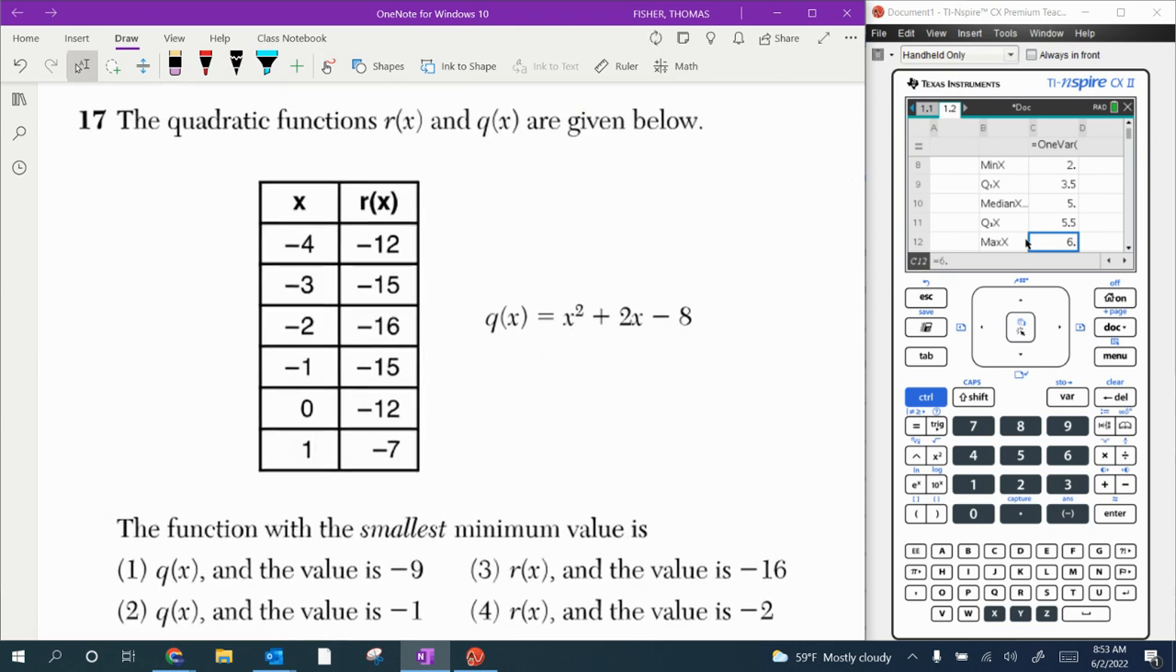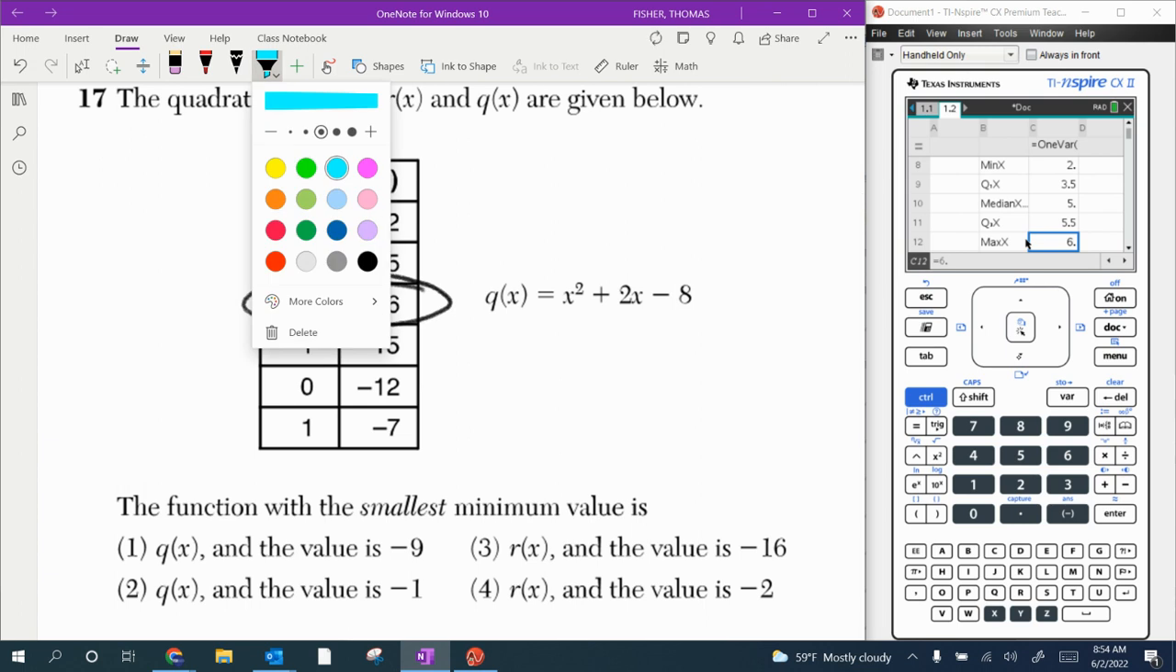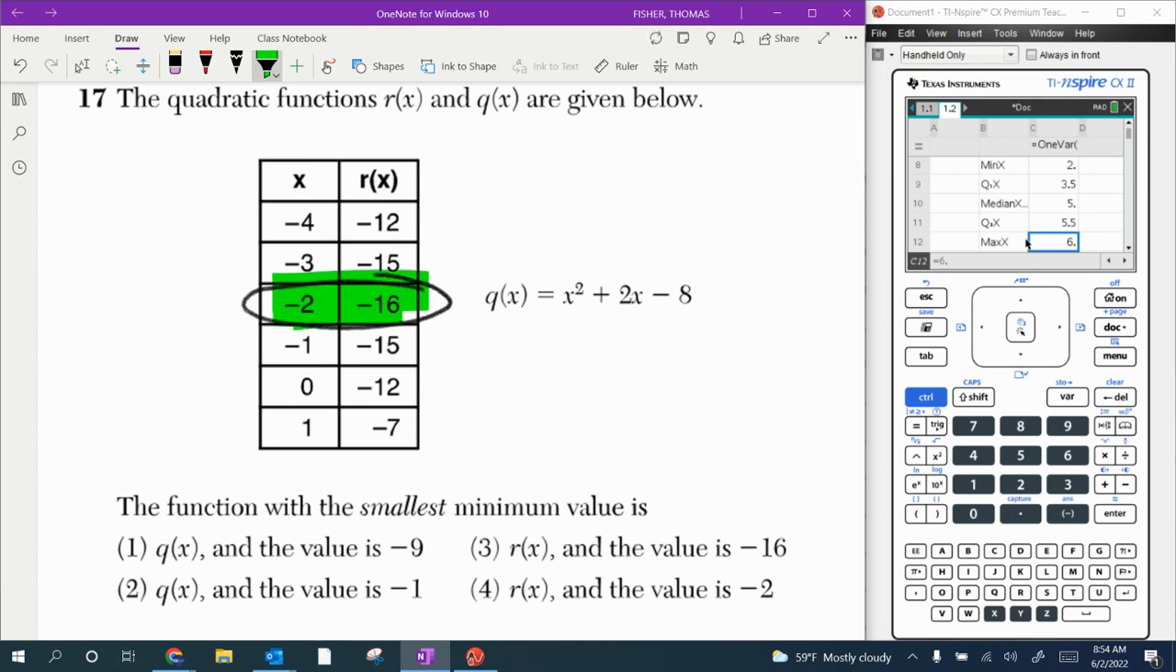All right, looking at 17 here. So we got r of x and q of x. What will be the function with the smallest minimum value? So minimum value we see here for r of x is at negative 16. Let's add some color to that, make it look pretty. Boom. So smallest value is negative 16, and it happens at negative 2. So there's the min. So if we see one, like, for example, it can't be choice 4 because the value is not negative 2. The smallest value is negative 16.